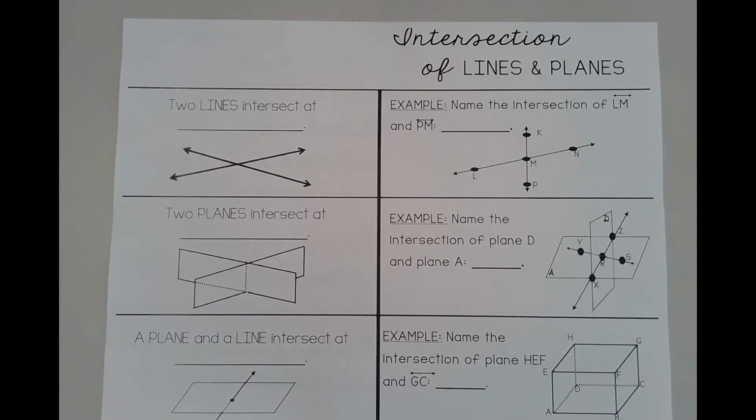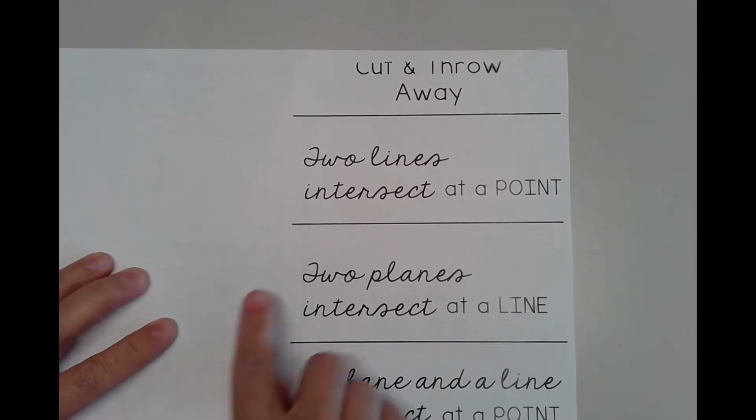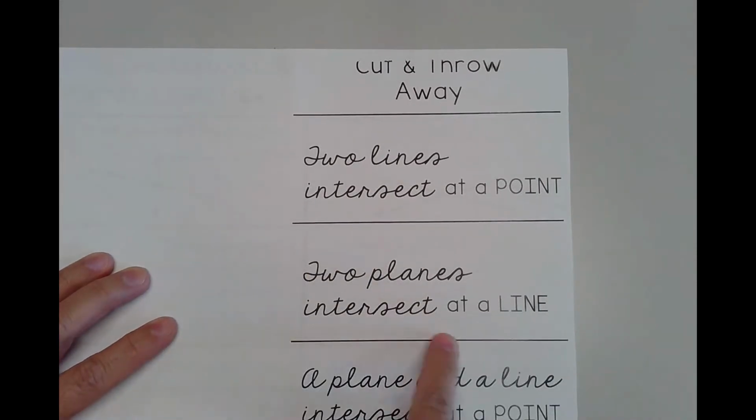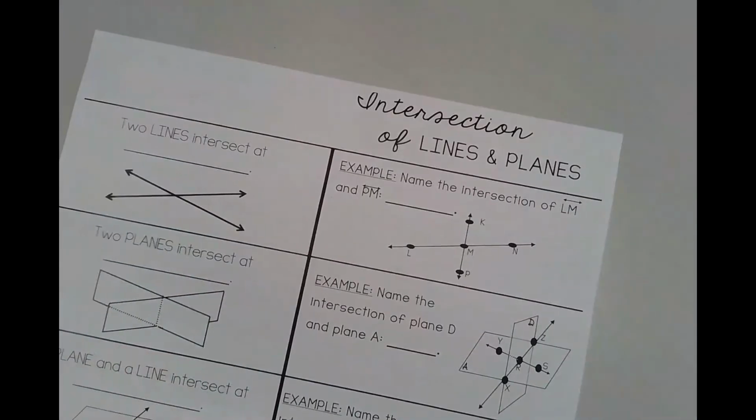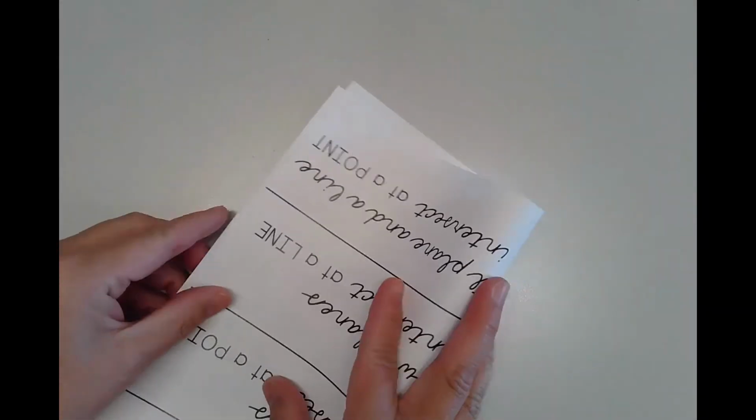So these are the next notes that we're going to take. So it looks like this on one side. Two lines intersect at a point. Two planes intersect. It looks like this on the other side. So remember, you can always stop the video if you're looking for it. And once you find it, you're just going to fold it in half.